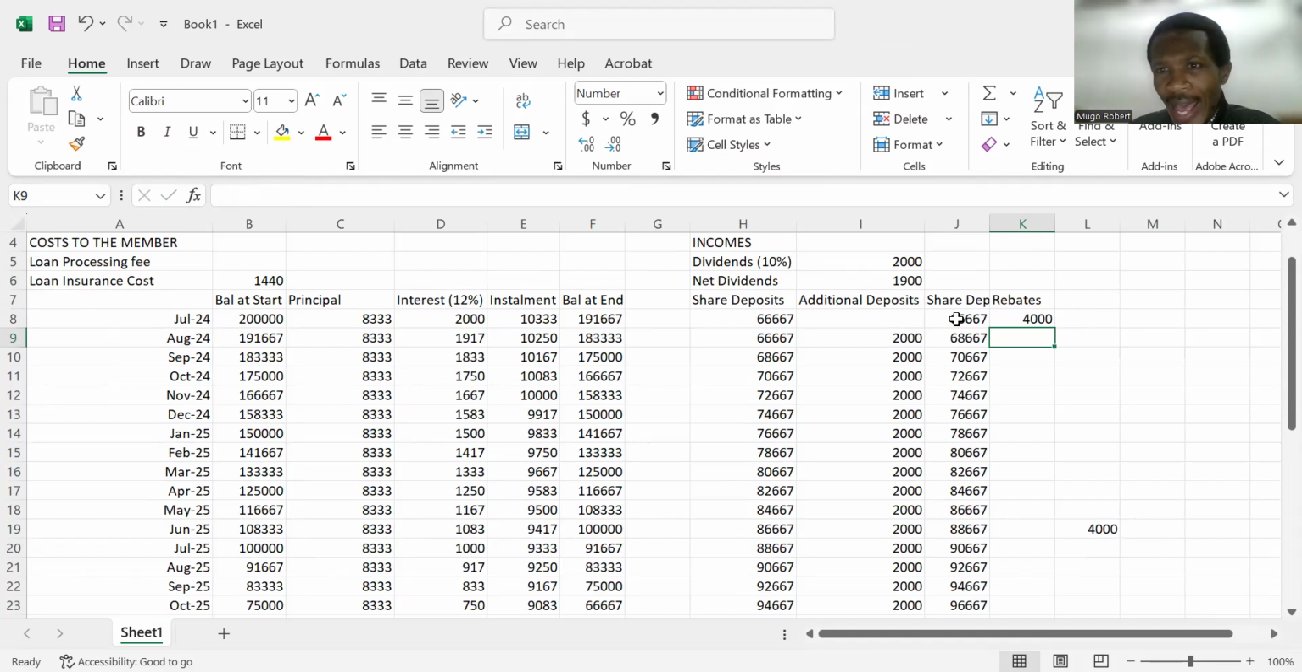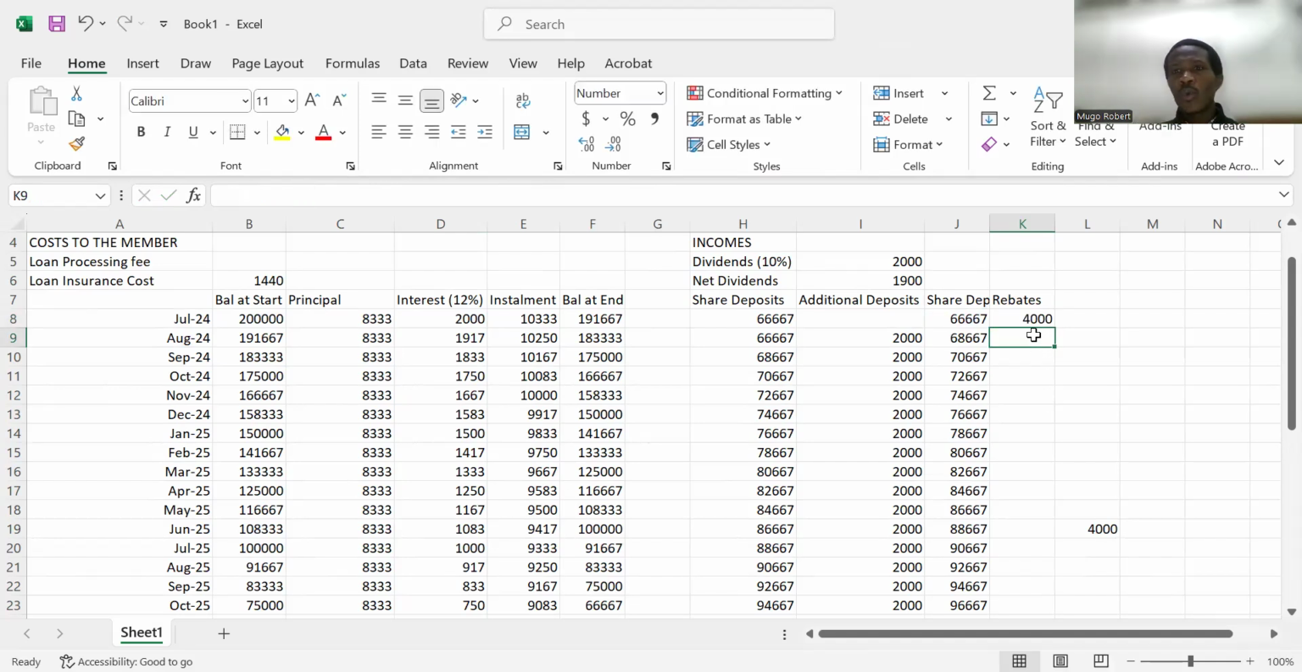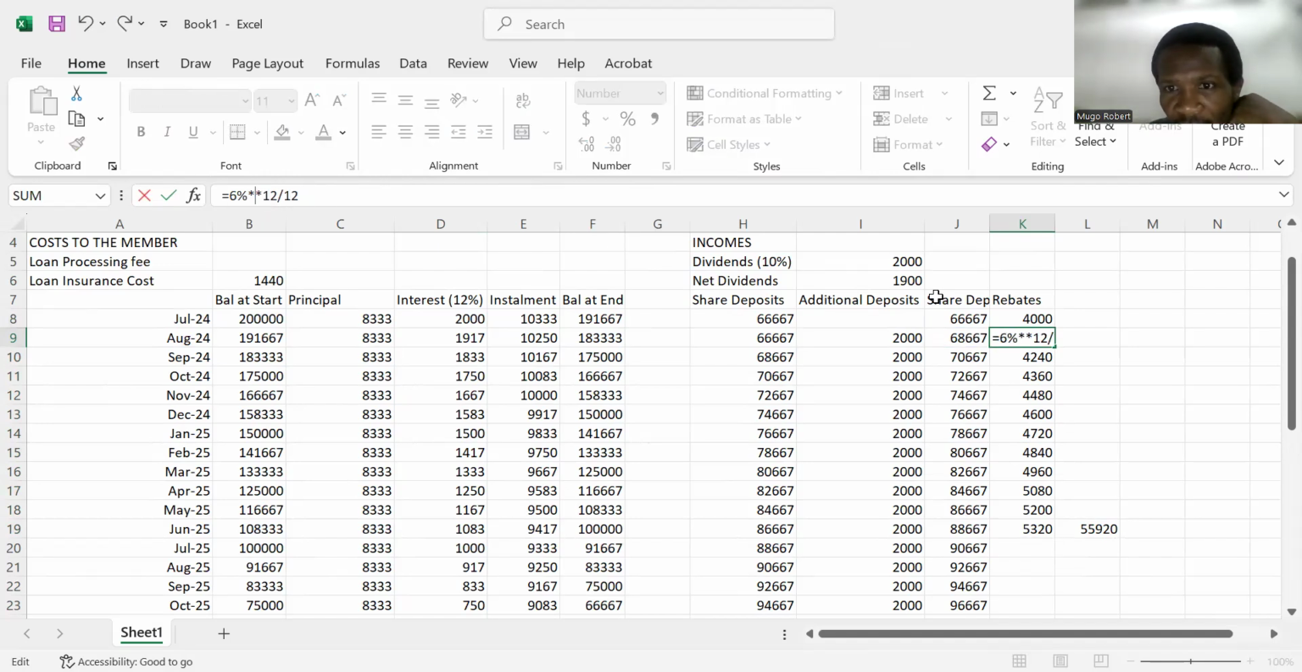The deposits for January, we earn rebates for the entire year. So it is now 6% of 66,667 times 12 months over 12. The others, allow me to just double tap, then adjust them one by one. Let's see here for up to the end of the year. Here it will now be the additional deposit only. It is only the additional deposit that is 6% of the 2,000. The 2,000 times 11 months. This deposit will earn interest for 11 months.